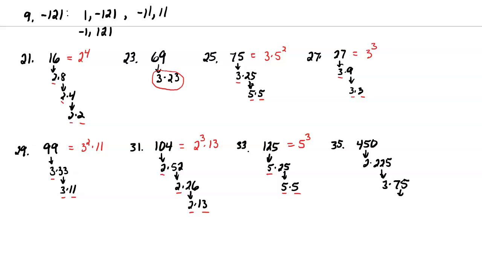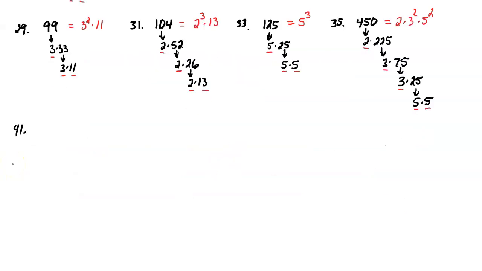Now try dividing by 3 again. 75 is 3 times 25. And then at this point, hopefully you recognize 25 is 5 times 5. 2 times 3 times 3 times 5 times 5 is 450. So there's the prime factorization in exponential form.